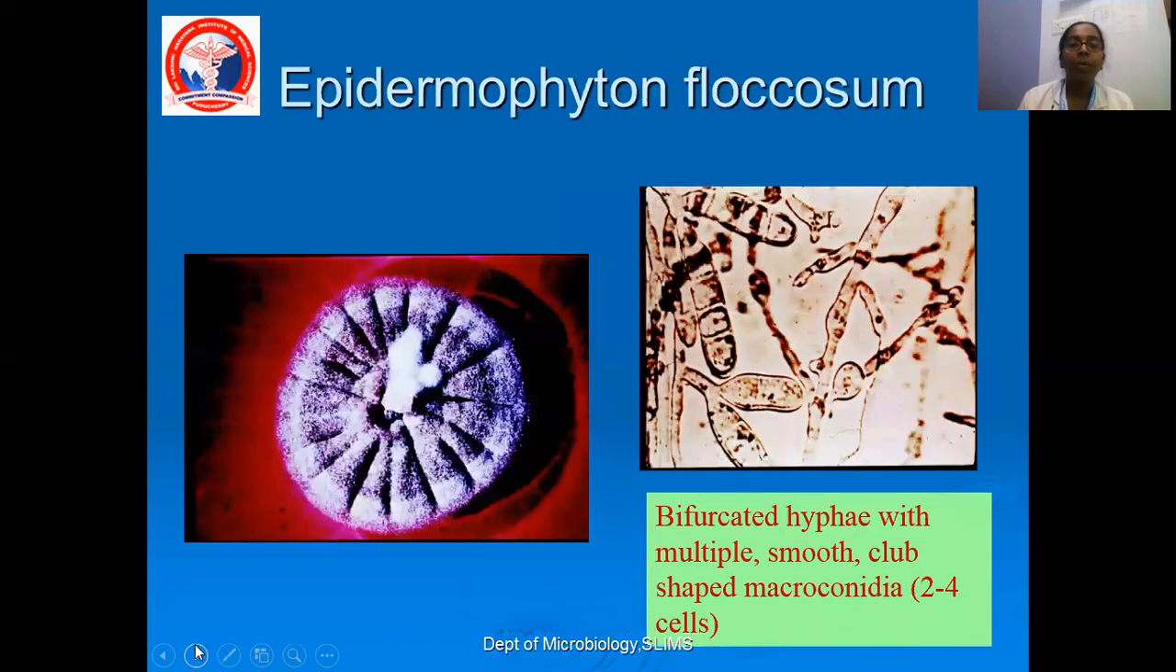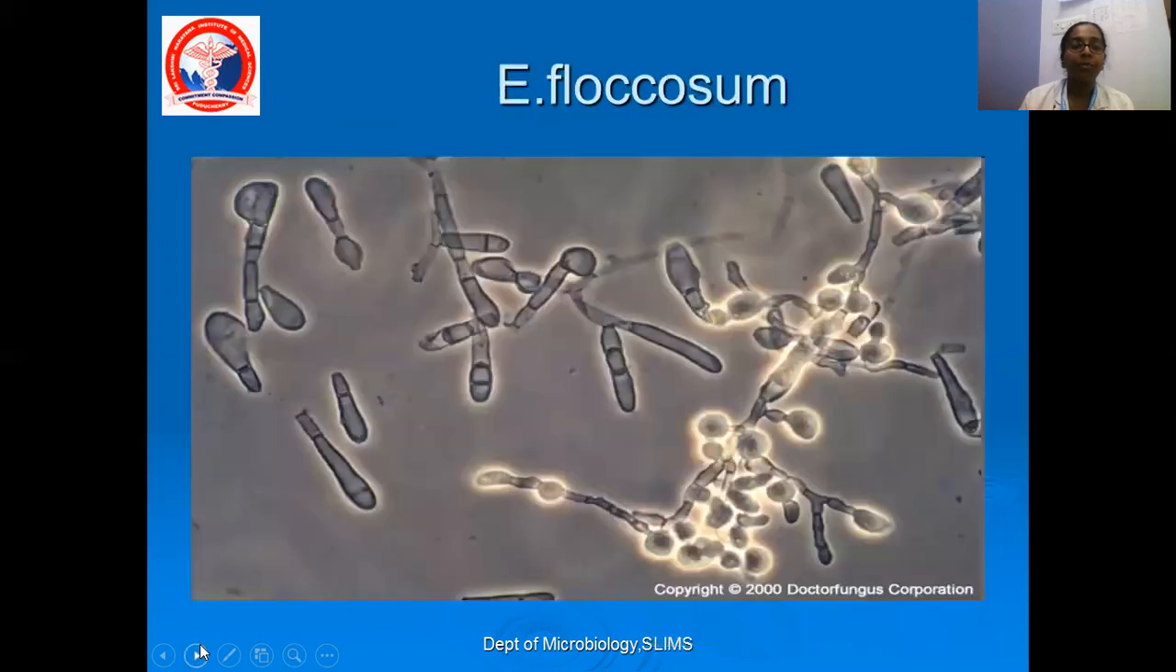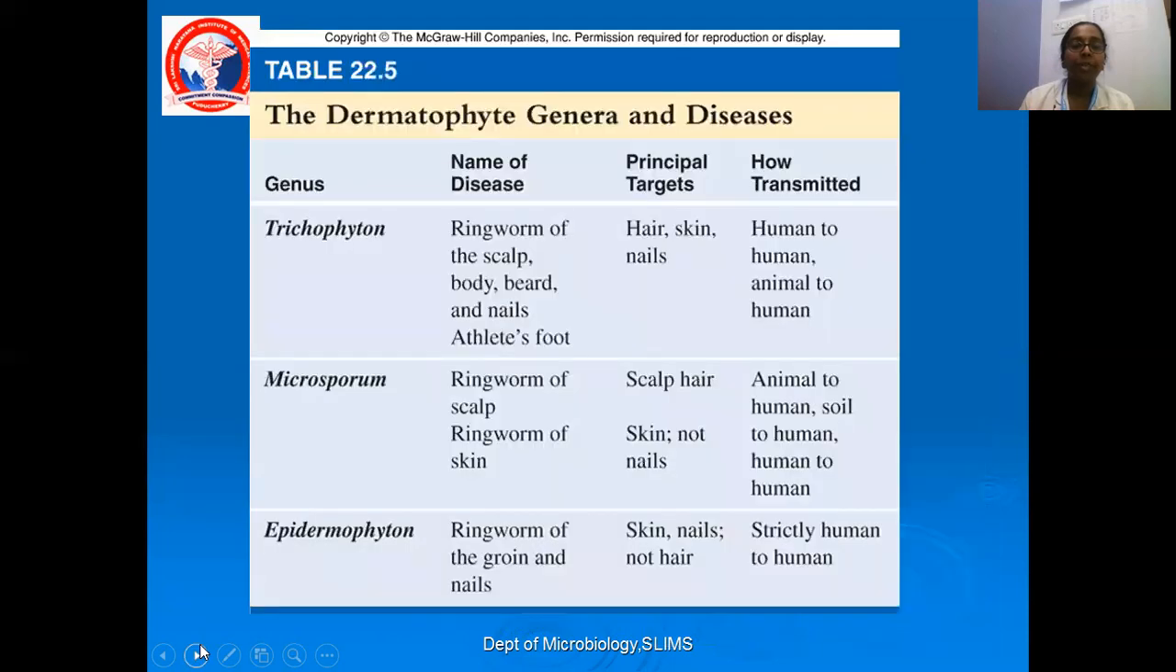And this is Epidermophyton floccosum. This is a bifurcated hyphae with multiple smooth club-shaped macroconidia. This is club shape. So already I told you which is more common. Trichophyton generally affects hair, skin and nails. Microsporum affects scalp, that is hair, and skin, whereas Epidermophyton affects skin and nails. So you need to know these more common ones.